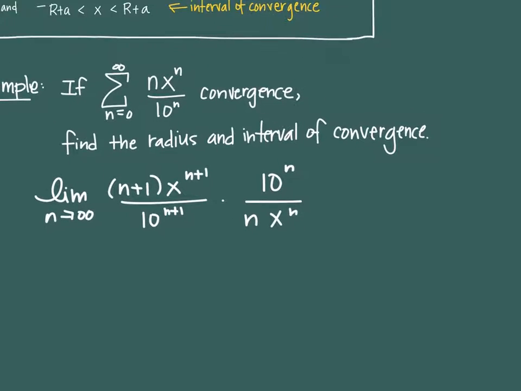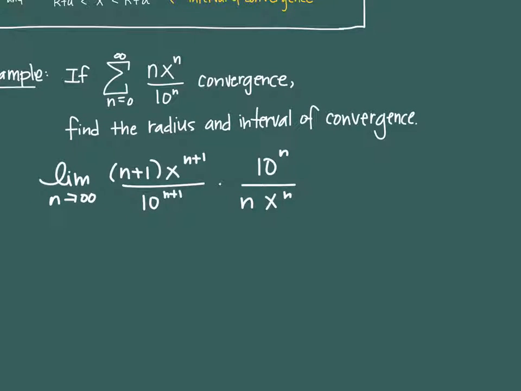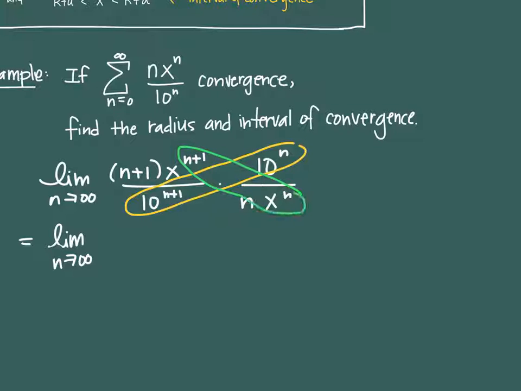Things with the same bases will reduce. And so the 10s will reduce this way. The x's will reduce that way. So we are left with n plus 1 over n, which don't reduce. We'll be left with x to the n, just x, and just 10.